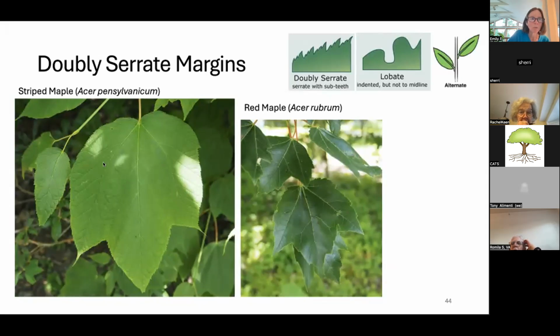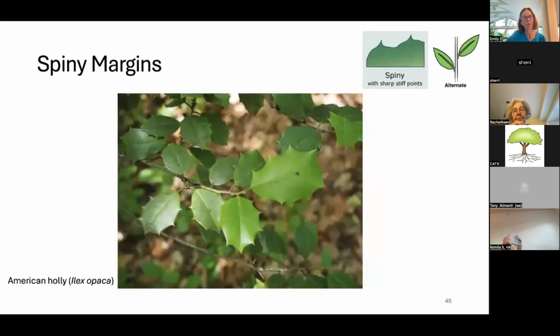And I think these striped maple are so cool. Look at this second leaf here that's coming out. It has no points on it. It's going to eventually get these other two points on it, which I think is wild. Just crazy how that works. And then we've finished with all those, and we're going to do our one spiny margin that's alternate branching, and that's going to be the American holly because it has these points.